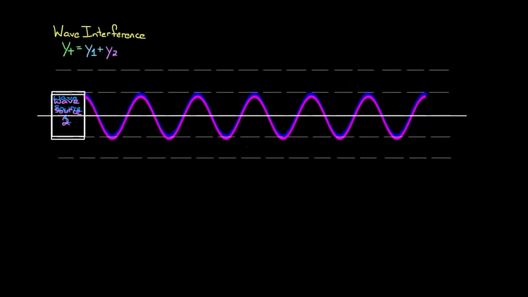So if we add up the contributions from wave 1 and wave 2, wave 1 here has a value of 1 unit, wave 2 has a value of 1 unit, 1 unit plus 1 unit is 2 units, and then 0 units and 0 units is still 0. -1 and -1 is -2, and you keep doing this and you realize, wait, you're just going to get a really big cosine looking wave, and it's going to drop down to here.